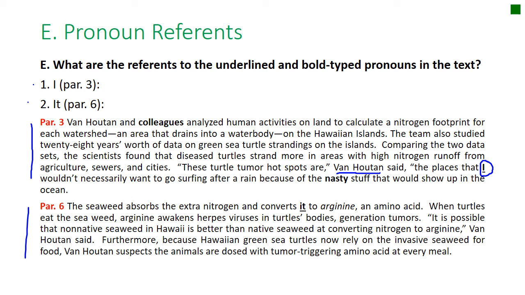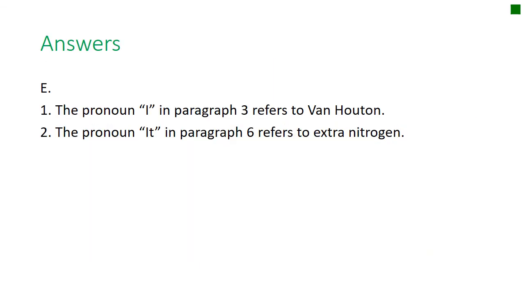Paragraph 6. The seaweed absorbs the extra nitrogen and converts it to arginine. It refers to the extra nitrogen. Okay? The seaweed absorbs the extra nitrogen and converts the extra nitrogen into arginine. Okay, so there they are in complete sentences. The pronoun I in paragraph 3 refers to Van Houten. The pronoun it in paragraph 6 refers to extra nitrogen. Complete sentences, please, with full stops.